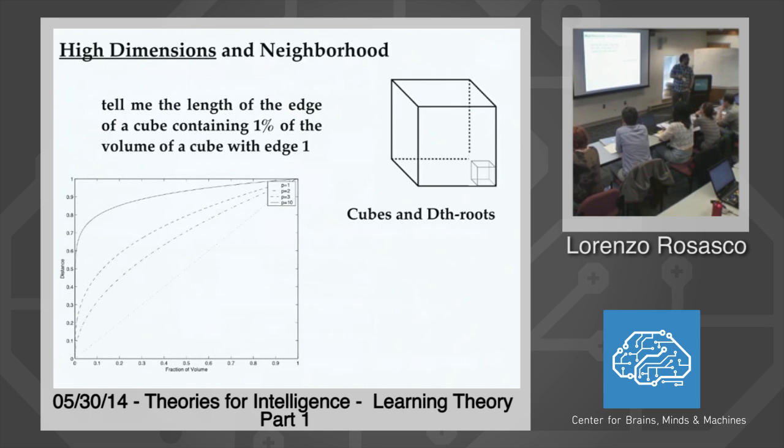If you take, say, P equals 10, how big does the edge of the little cube have to be to occupy 1% of the volume of the big cube? How do you read it out? Well, you go here, you check the fraction of the volume you want, then you go up, and you check what the edge is, okay?